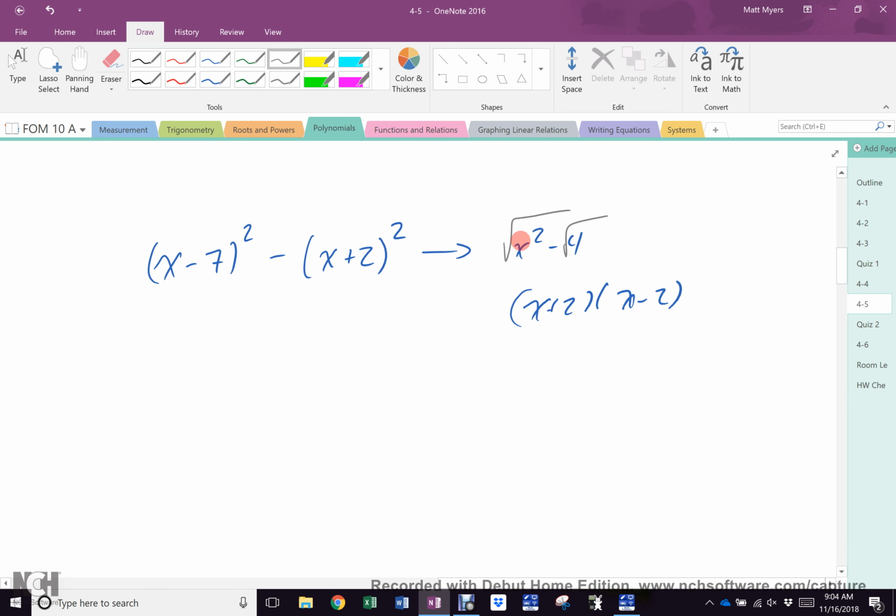So, oh, I see what you're saying. I started with x squared, so I end with x and x. I'm not sure what you're asking me. I think you're onto something, but I don't know. Let's just wait a second and see if things work out.